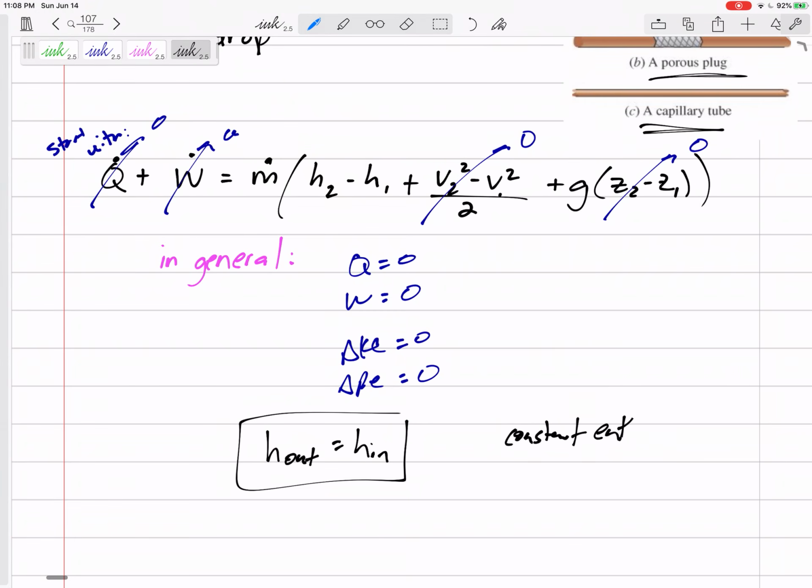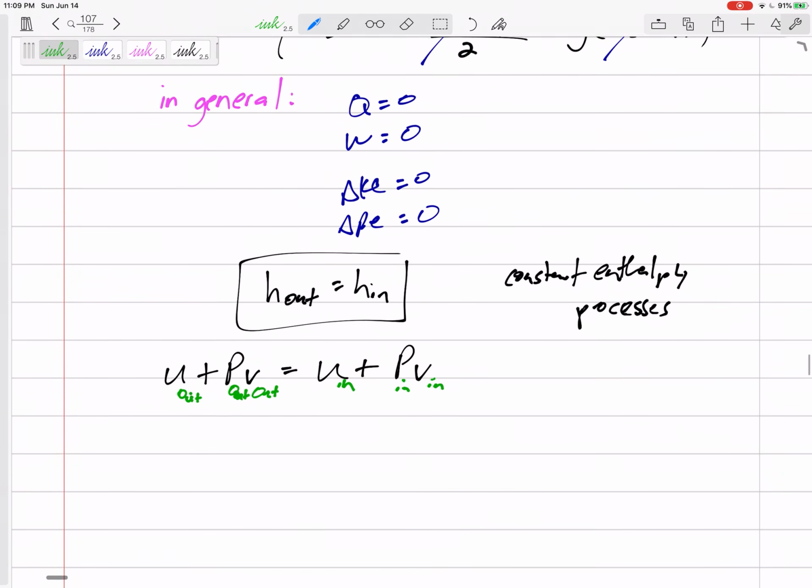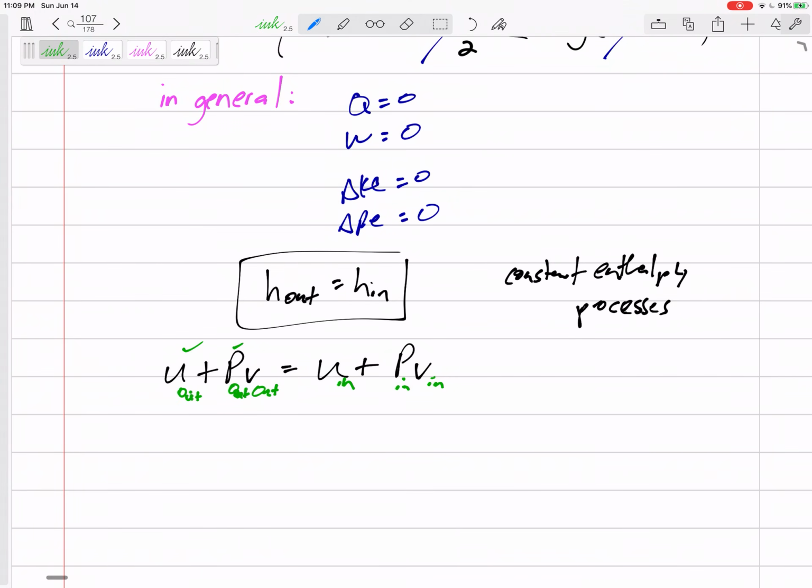Constant enthalpy processes. All right? So H out is equal to H in. Why would that help us? Why would we even use that? Well, H is U plus PV. So we can expand that and say the U out, pressure out, V out of the outlet equals the U in, pressure in, V in. And so if we know a few of these, we can find another.